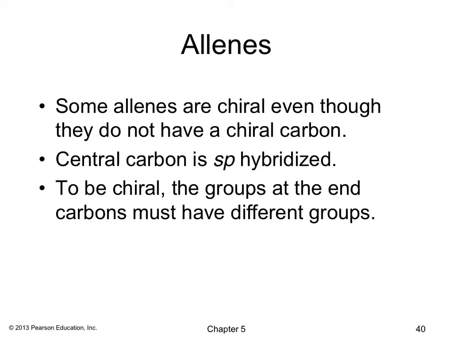Allenes. So some allenes are chiral even though they don't have a chiral carbon. The central carbon is sp hybridized, and in order to be chiral, the groups at the ends of the carbons must have different groups.